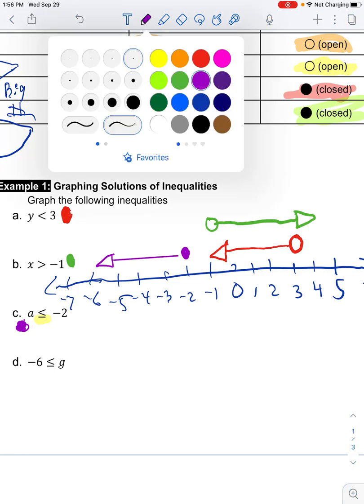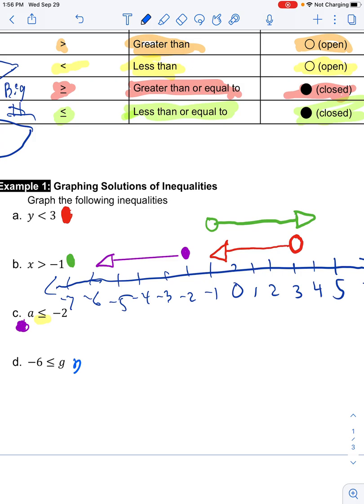And then my very last one is G. We're going to use blue. Okay, G. -6 is less than or equal to G. So again, the inequality symbol is opening towards G. It's eating G, which means that G is greater than -6. So again, I'm going to open to the right and draw my arrow that way.